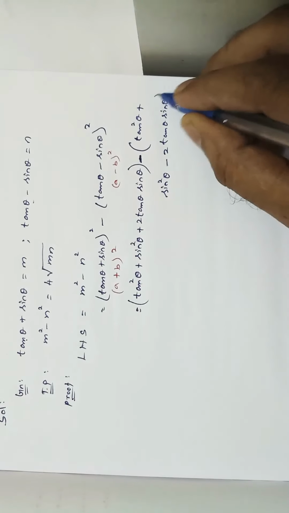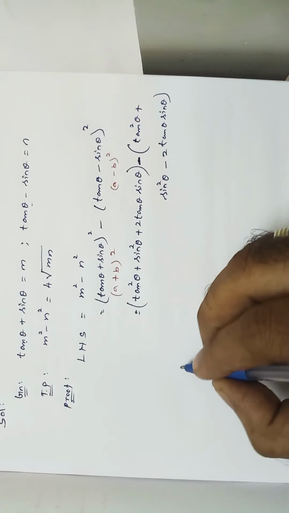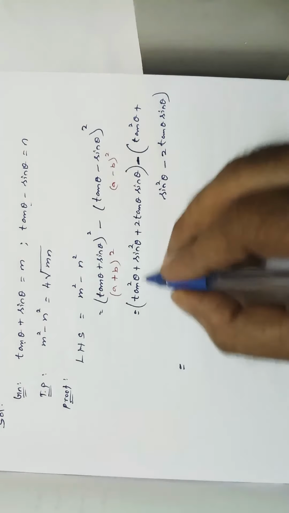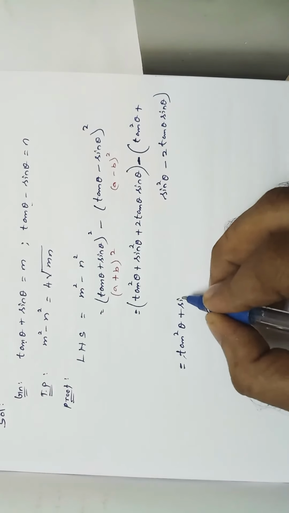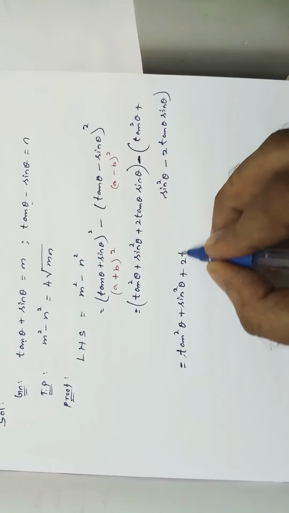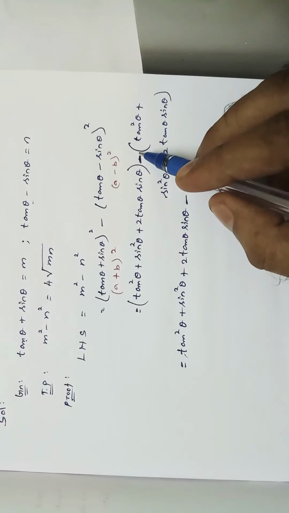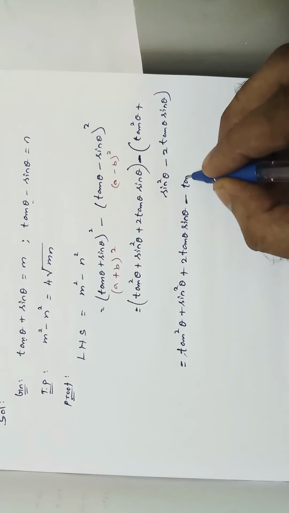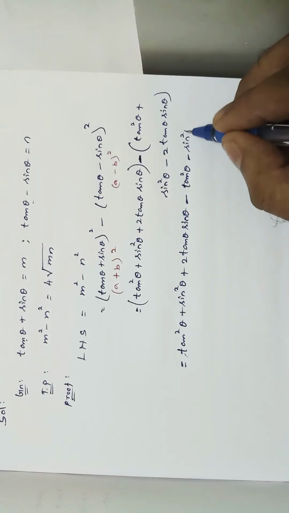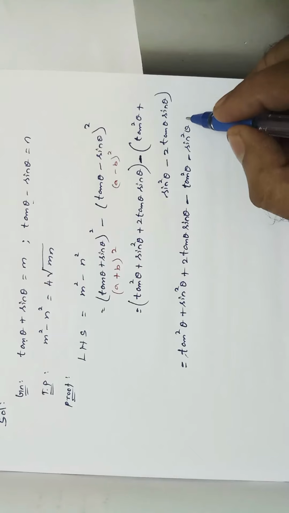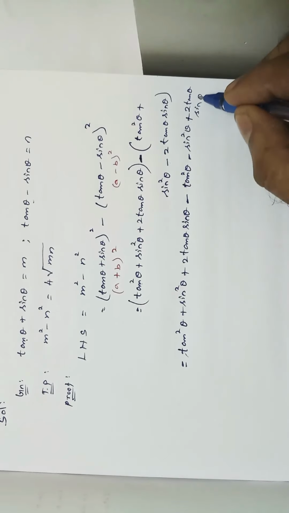Minus 2 tan theta sin theta. Now I'm just going to remove the bracket by multiplying the minus inside. So it is equal to tan square theta plus sin square theta plus 2 tan theta sin theta, minus tan square theta, minus sin square theta, plus 2 tan theta sin theta, right?